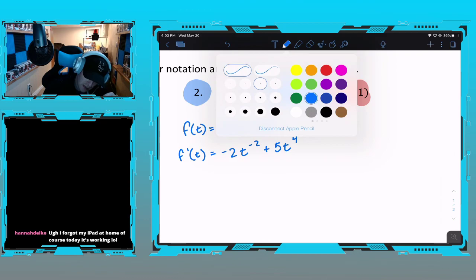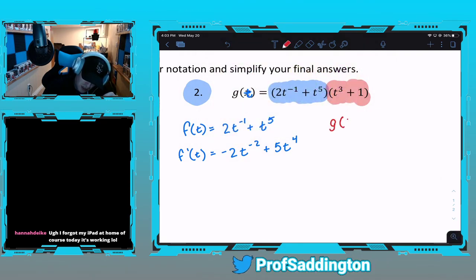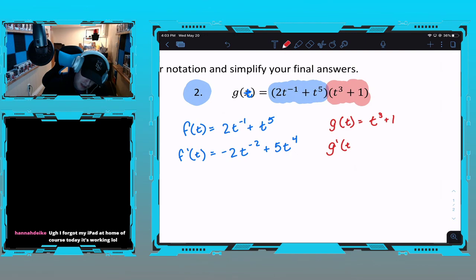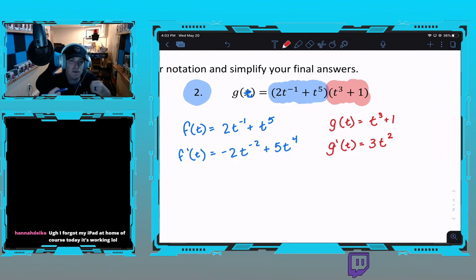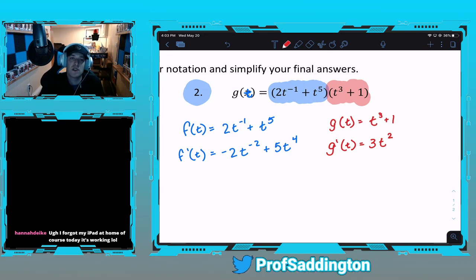Now I'm going to do g. We have g of t is equal to t to the third plus 1. If we do the derivative of this, it looks like we're going to have 3t squared. If there's any confusion with that, if you still are not feeling comfortable with doing derivatives, please make sure to contact me because that's what the last 3 or 4 homeworks were about.